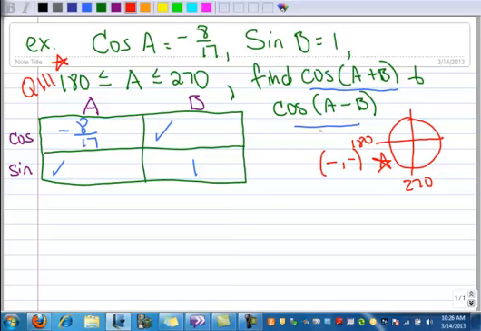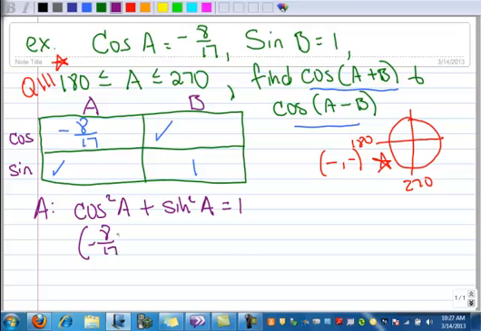Alright, so let's first go about finding the sine of A. And there's a couple ways to do this here. Let me first work on A. If we know the cosine, we want to find the sine. We can say the cosine squared of A plus the sine squared of A equals 1, the Pythagorean identity. So we're just going to substitute this stuff in.